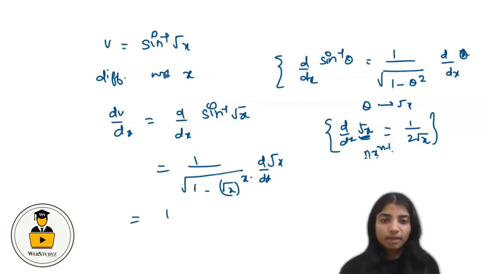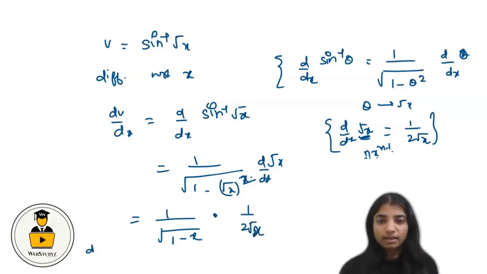So from here, it is 1 divided by the under root of 1 minus the square of under root x, which is x. So 1 minus x, and the differentiation of under root of x is 1 divided by 2 under root of x. So we can say that the value of dv divided by dx is equal to 1 divided by the 2 under root of x multiplied by the under root of 1 minus x. So now we have the value of du. We also have the value of dv.